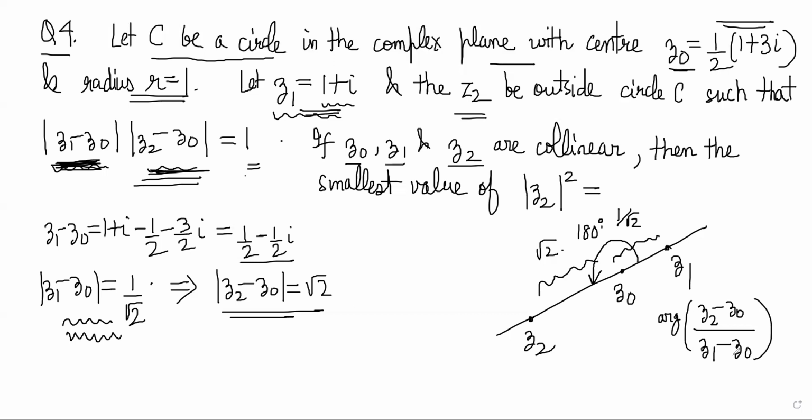There is answer 17/2. Smallest value of Z2 square, you have to find mod of Z2 square, smallest value. Answer is not 17/2.